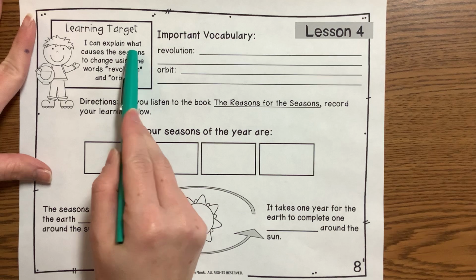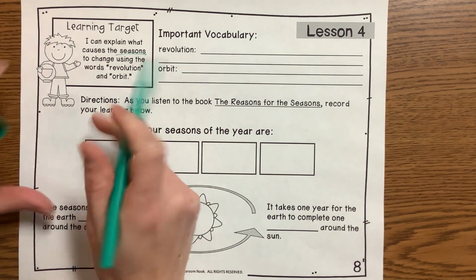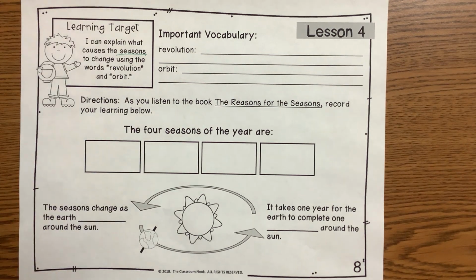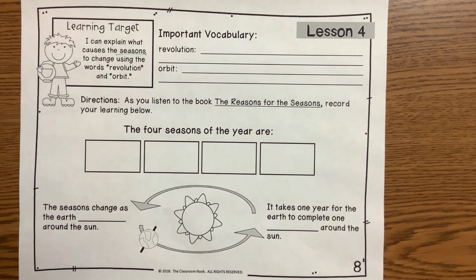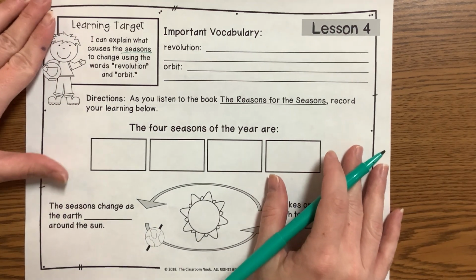It says, I can explain what causes the seasons to change using the words revolution and orbit. So think about what we've learned about those two words today. What do those words mean? We're going to define these two words on this page, and then we will also define them on our vocab page. The reason we're doing that is so we always have them in our journal, because I know that we don't all have this printed out. That way we'll each have them written down.